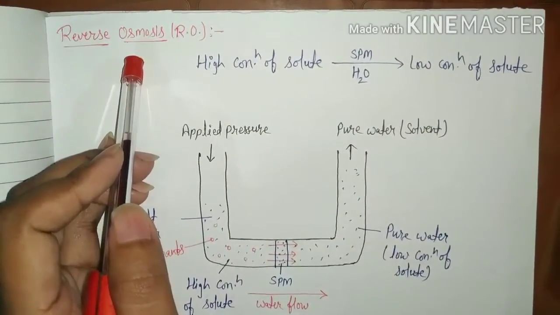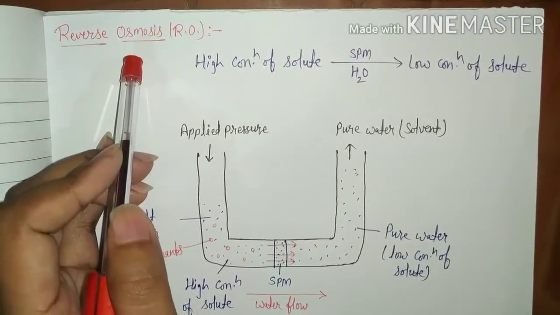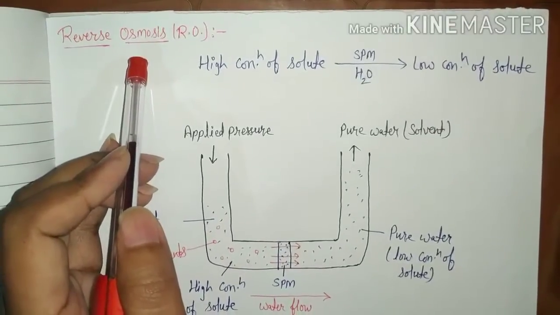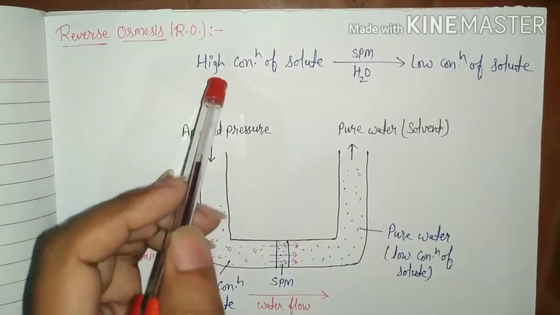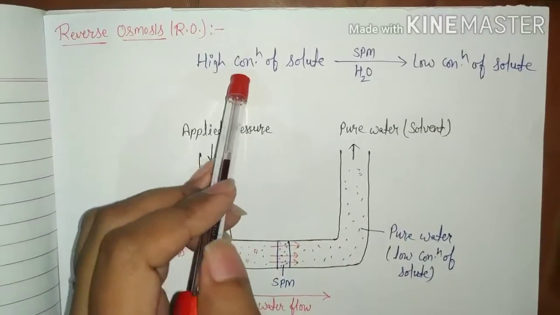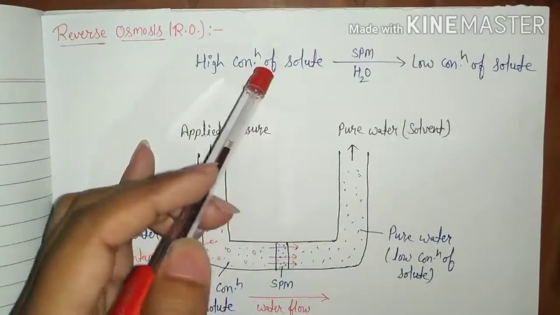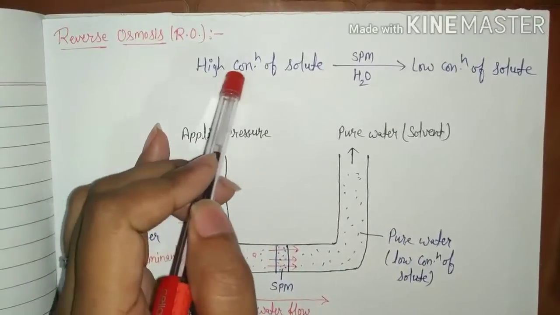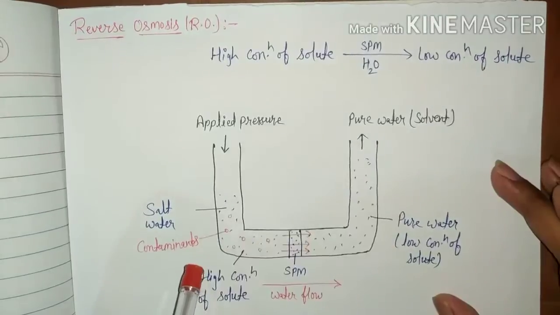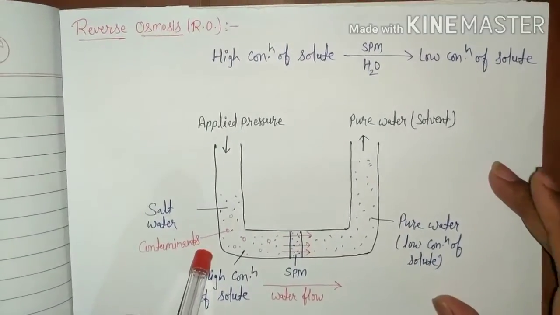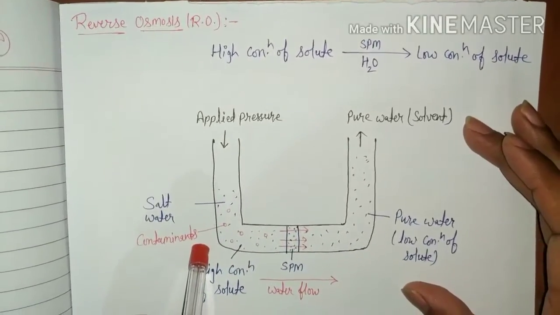So, in RO, an applied pressure is used to overcome osmotic pressure. In this, there is movement of water molecules through a semi-permeable membrane from high concentration of solute to lower concentration of solute. Let's see the process of reverse osmosis.